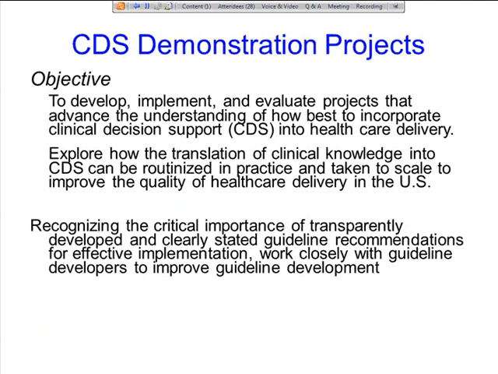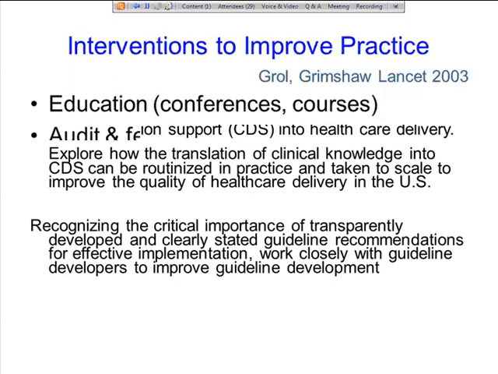The GLIDES project had several objectives: to develop, implement, and evaluate projects that advance the understanding of how best to incorporate decision support into healthcare delivery, to explore how translation of clinical knowledge into decision support can be routinized and taken to scale to improve the quality of healthcare delivery in the U.S., and what we focused on yesterday, recognizing the critical importance of transparently developed, clearly stated guideline recommendations for effective implementation. We have worked closely with guideline developers to improve guideline development.